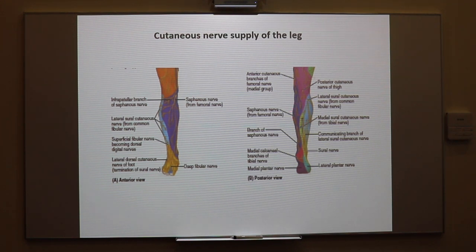Medial side mainly by the saphenous. The posterior aspect is supplied by the sural cutaneous nerve, and this sural cutaneous nerve is going to supply most of the posterior aspect of the back of the leg. As we go down on the plantar aspect of the foot, medial 2/3 is supplied by medial plantar nerve, lateral 1/3 is supplied by the lateral plantar nerve, which are branches of the tibial nerve.